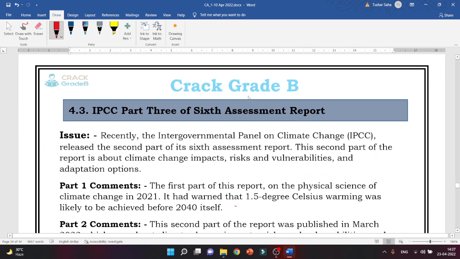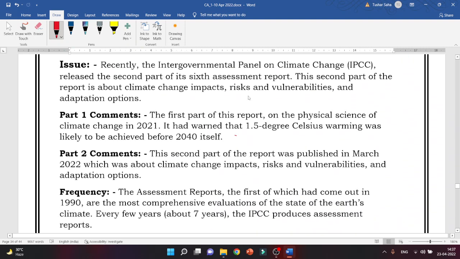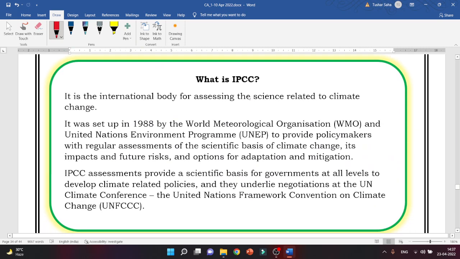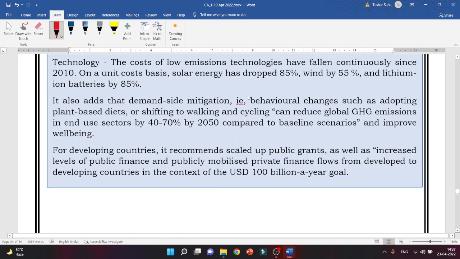Then IPCC Part 3 of the 6th Assessment Report. So Part 3 was the final report by the IPCC. So you can go through it. Part 2, I think, came in the month of Feb, right?